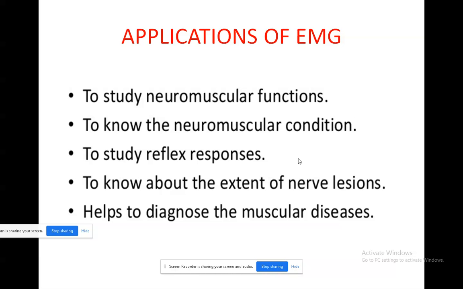To study reflex responses, same thing: what input we give and how the output reacts will be checked through the EMG. To know the extent of nerve lesion, nerve lesion means a wound in the nerves, it can be assessed using the EMG. It also helps to diagnose muscular disease. Any type of muscular disease can be diagnosed by using EMG results.